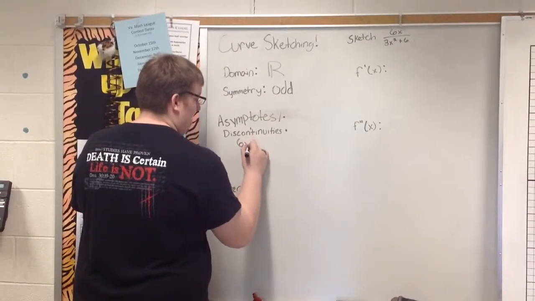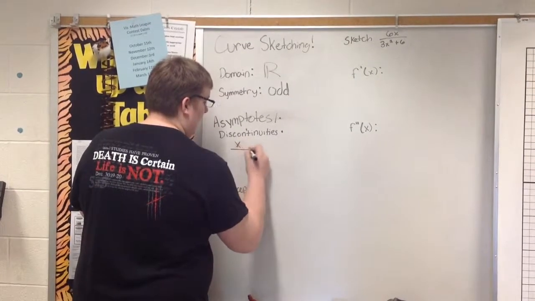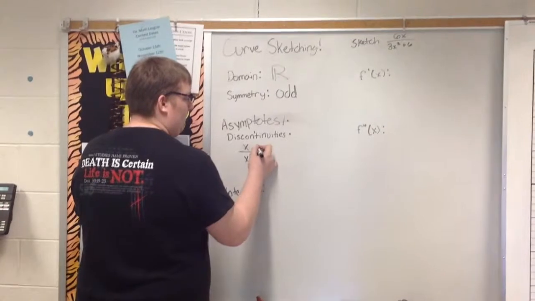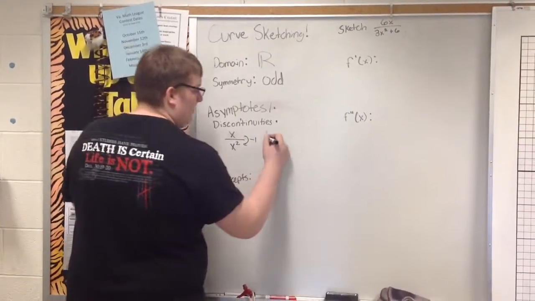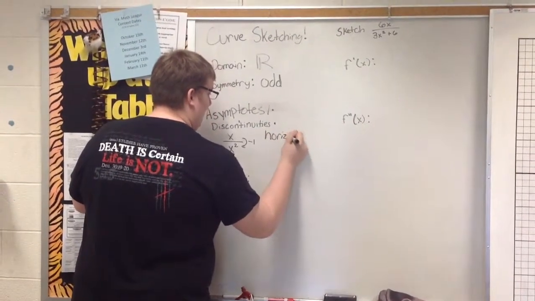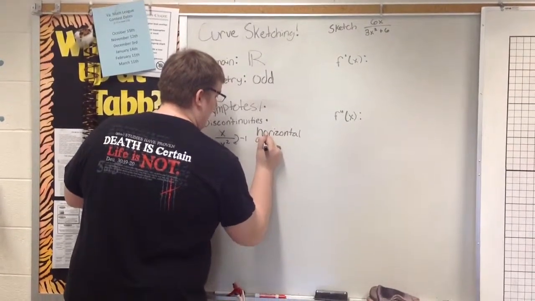The asymptotes in this particular equation are simply a horizontal asymptote, because when looking at the equation, the highest exponents on the top of the radical and the bottom of the radical, the top is less than the bottom, therefore there's a horizontal asymptote of y equals 0.